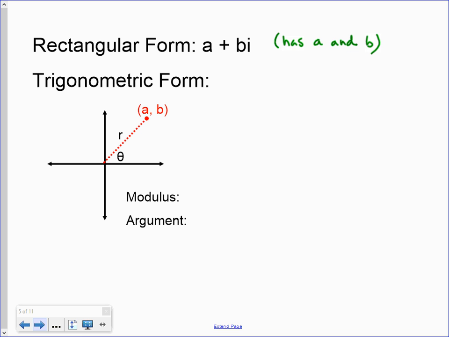Trigonometric form is different in that it has r and theta. So it's not going to say left, right, up, down. It's going to say what direction angle you want to move in and then how far you want to move along that angle. So it's kind of like going from component form to magnitude and direction.